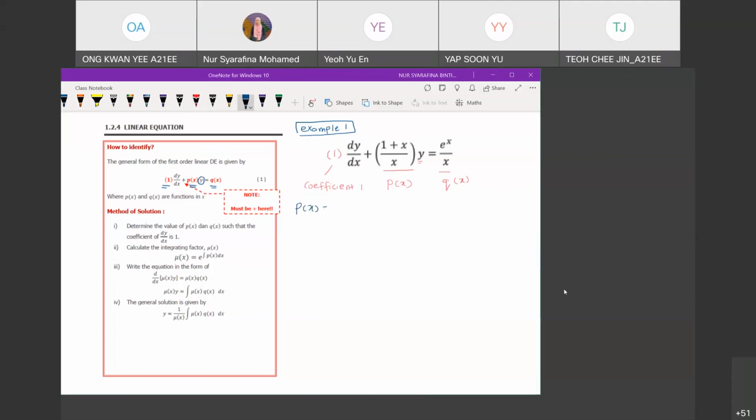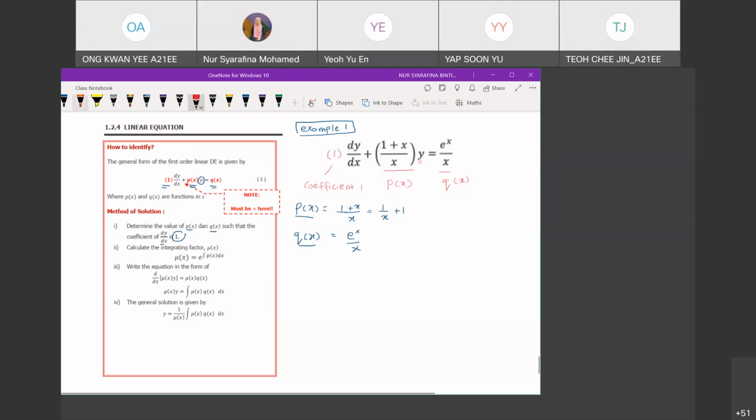P(x) equals what? 1 over x plus 1, and Q(x) equals e to the x over x. So it is important for you to identify P and Q, because we're going to use them to find the integrating factor and find the solution after this. So determine the value of P and Q such that the coefficient of dy/dx is 1. So we are done with the first step.